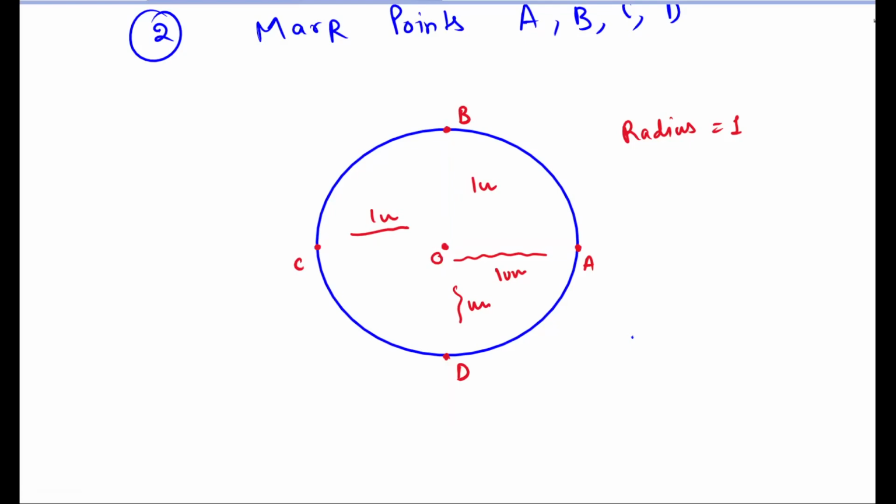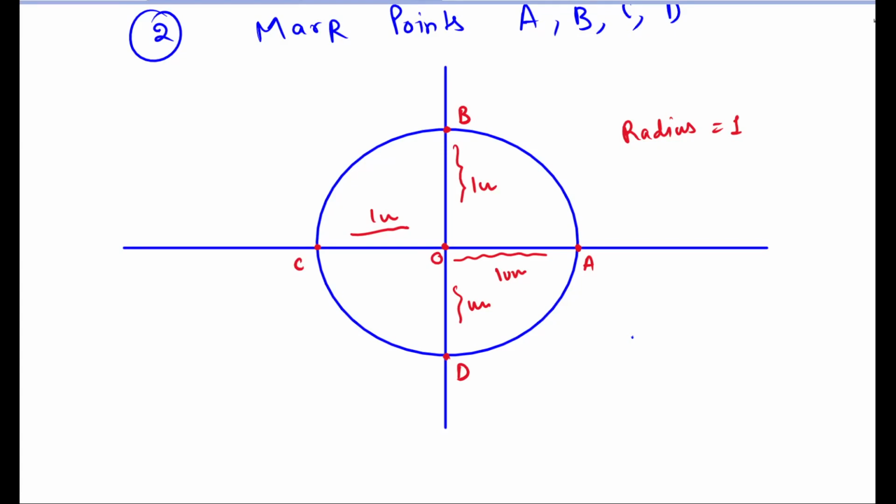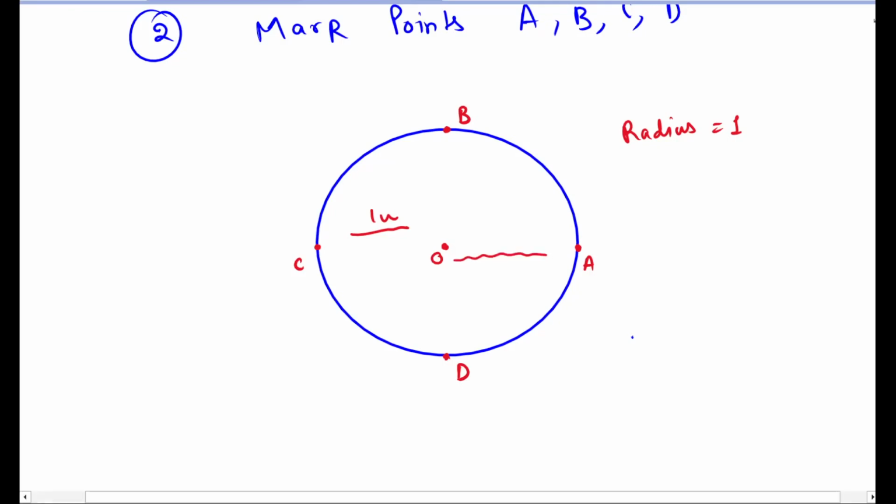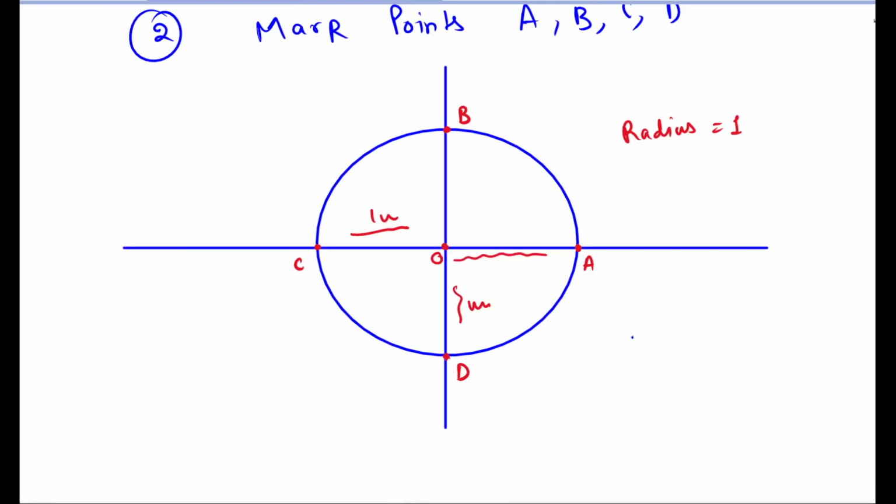So we can say, because this is the real axis, the x-axis, and this is the y-axis, point A is 1 comma 0, point B is 0 comma 1, point C is minus 1 comma 0, and point D is 0 comma minus 1.